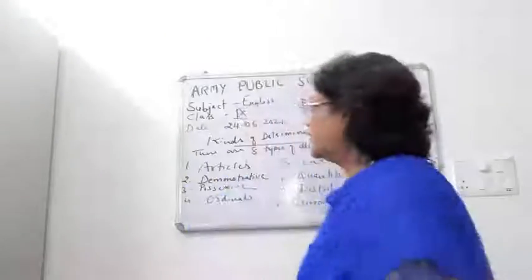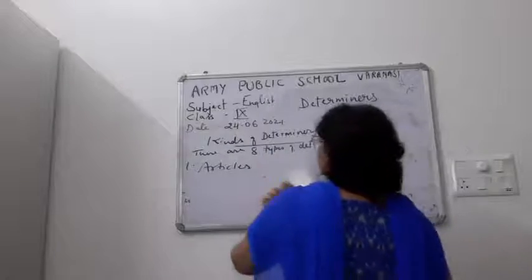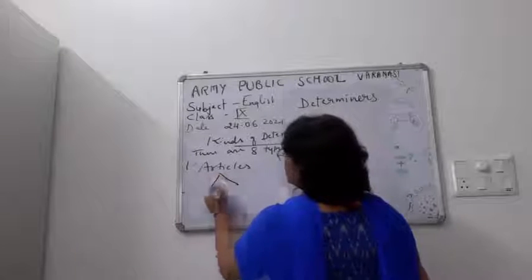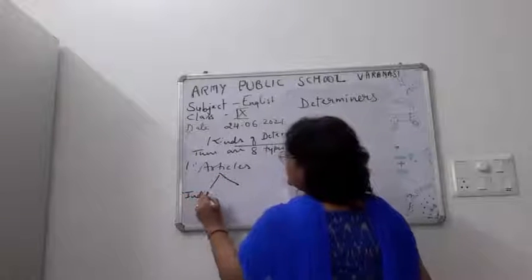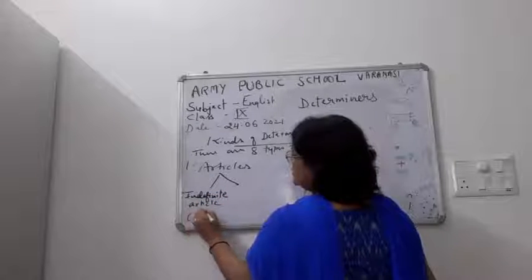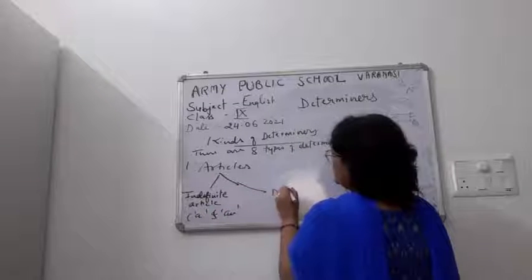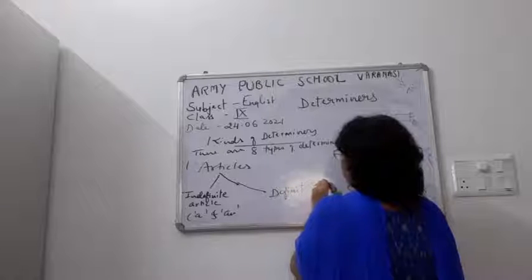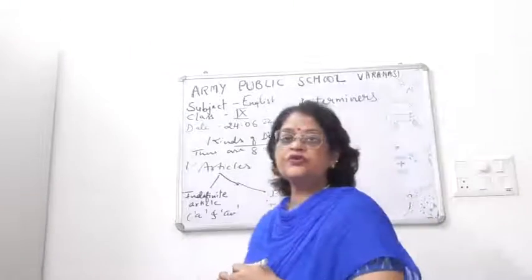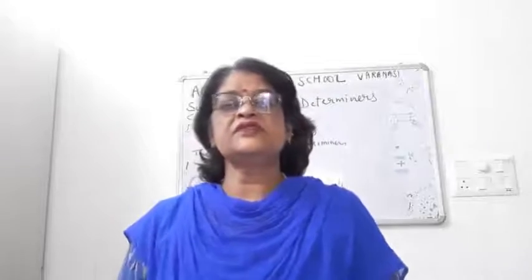So children, the first type of determiner we will be discussing in short, because I've already done it with you. I am going simply to revise. So indefinite articles are a and an, and then definite article is the. I told you the uses of a or an, like a is used with a singular countable noun.